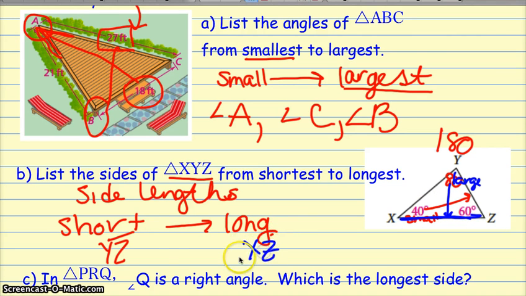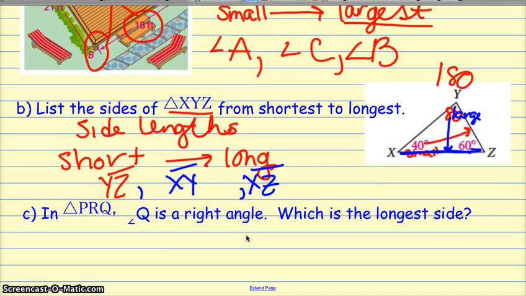So the one that must be like short, medium, long would be the other one. So X, Y. In triangle PQR, it says angle Q is a right angle. So PRQ, Q is a right angle.